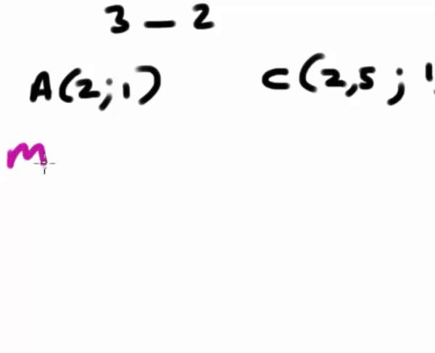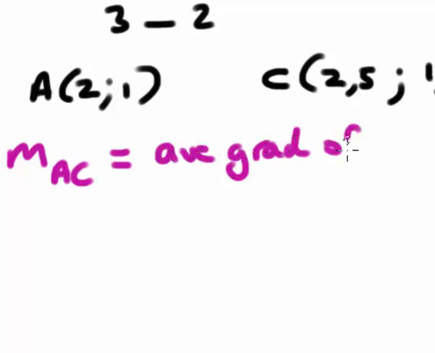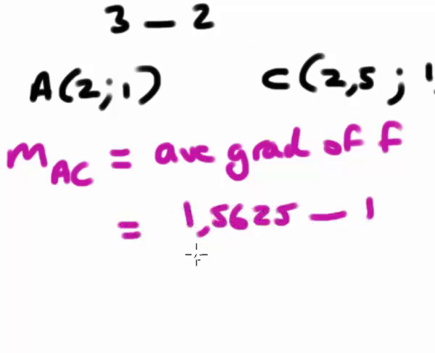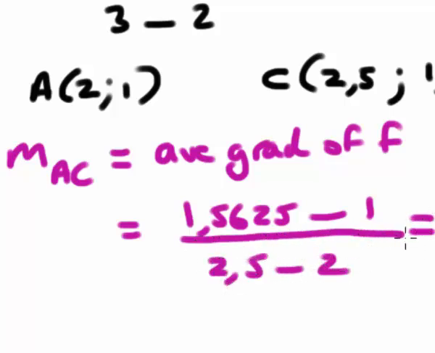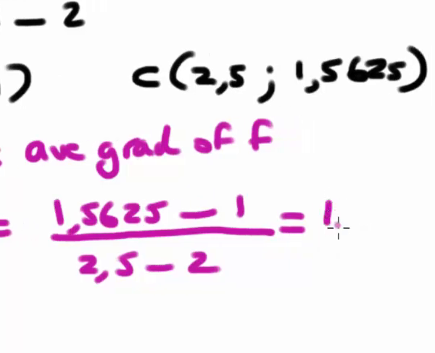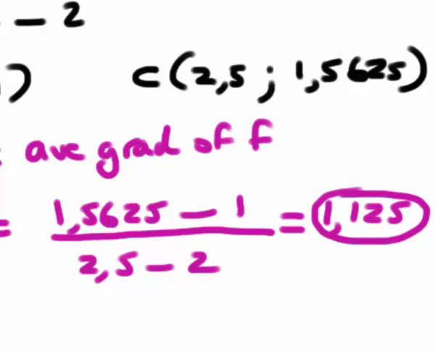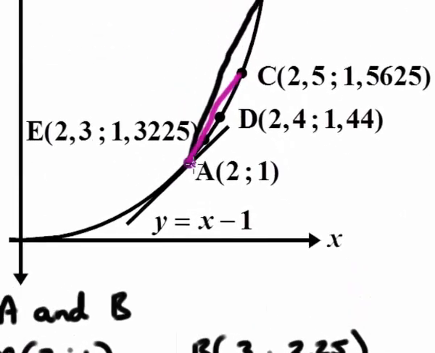What would be the gradient of the line AC? That's going to be the average gradient of f again between those 2 points, which will give me 1.5625 subtract 1. That's the difference between the y's. And then you've got 2.5 subtract 2. This will come to about 1.125. There we go. Now let's have a look between A and D.